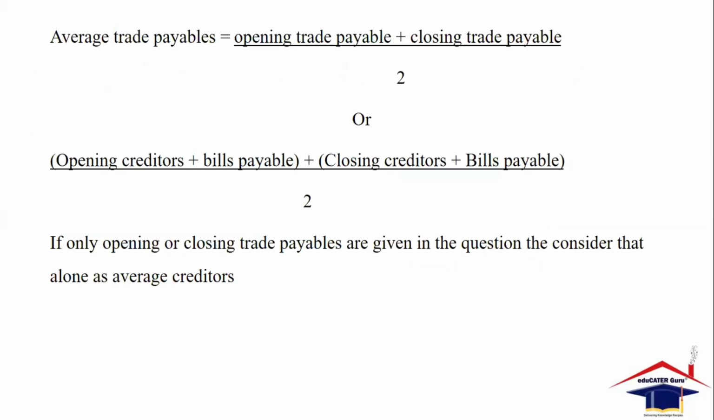Next, average trade payables, similar to trade receivables, opening and closing you add and divide by 2, or if you have both bills payable and creditors, then you'll have to add both opening creditors and bills payable, then closing creditors and bills payable, divided by 2. In this case also, if only opening or closing trade payables are given in the question, then consider that alone as average creditors.